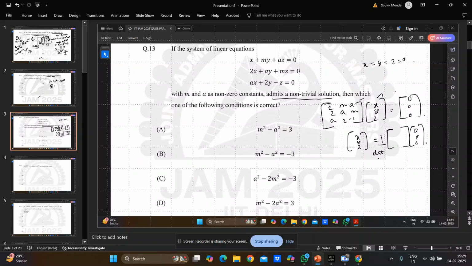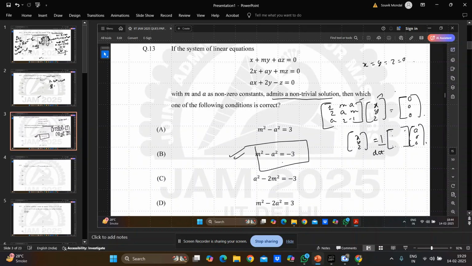So to get a non-trivial solution, see, these things are 0. So if all these quantities are 0, you can guess that you have to put the determinant equal to 0 and you will get your answer. Okay, so the answer will be this. Just take the determinant and you can easily solve it. There is nothing to do.